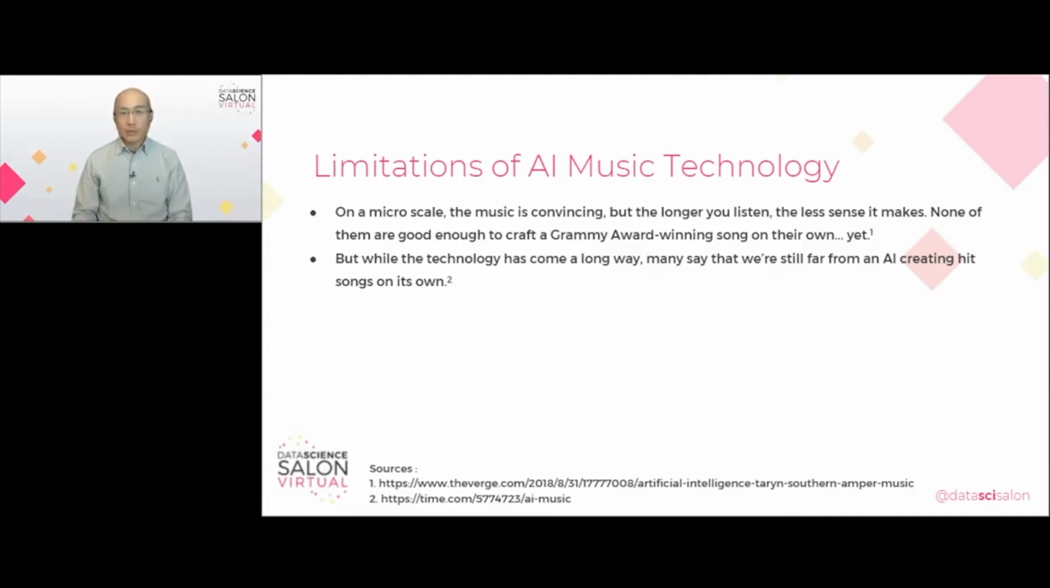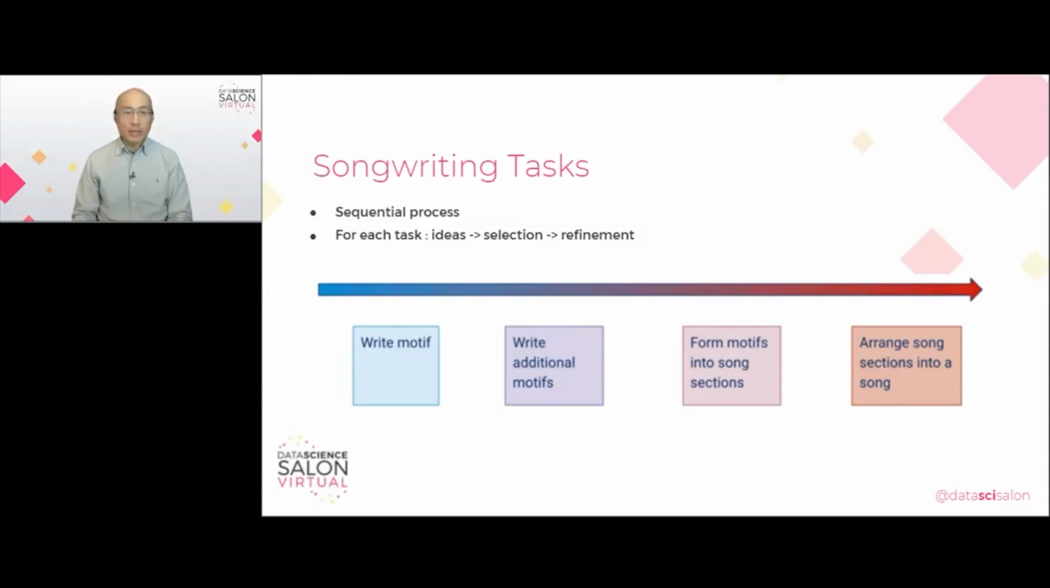So one of the problems with deep learning AI is that songwriting is a sequential process. What I mean by that is, for example, if we're trying to write a song, we will first write a motif, and then we will write additional motifs that are compatible with the first motif. Then we will form these motifs into song sections like verse, chorus, or bridge. And then finally, we will arrange these song sections into a song. So this sequential process is actually very difficult for deep learning AI to learn.